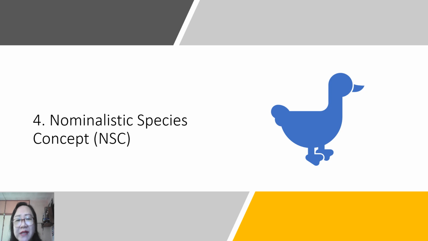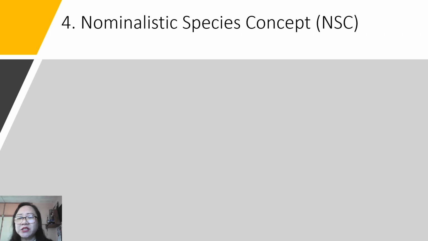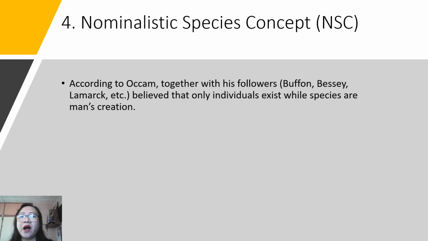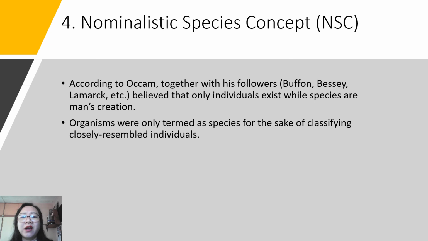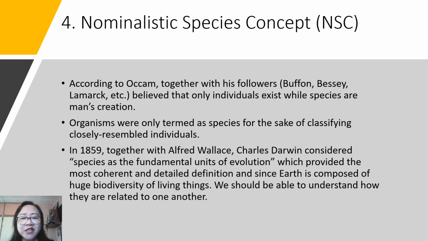Number 4 is the nominalistic species concept or NSC. In the nominalistic species concept view, according to Occam together with his followers, Buffon, Bessel, Lamarck, and Bentham, only individuals exist while species are man's creation. Organisms were only termed as species for the sake of classifying closely resembling individuals. And in 1859, together with Alfred Wallace, Charles Darwin considered species as the fundamental units of evolution, which provided the most coherent and detailed definition.